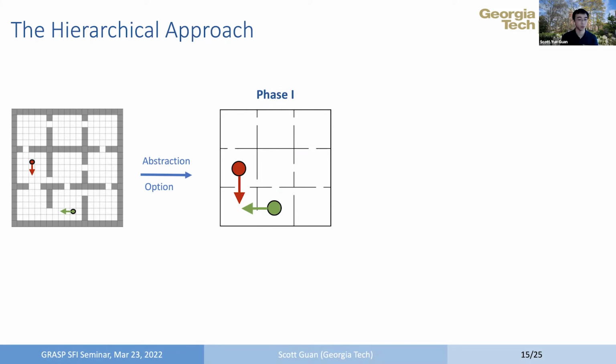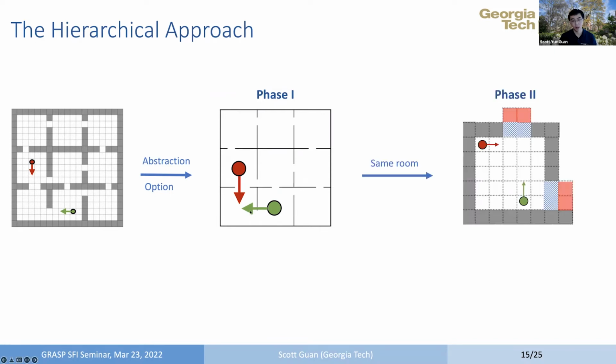Essentially, we're treating the room as the aggregated state, or the superstate, of the agent, and the pursuer tries to be in the same room as the evader, and the evader tries to stay away from the pursuer in this phase one game. Once the two agents are in the same room, we enter phase two, a local pursuit-evasion game. The agents will directly select their primitive actions: up, down, left, and right. And the local game is just a standard game, but restricted within a single room.